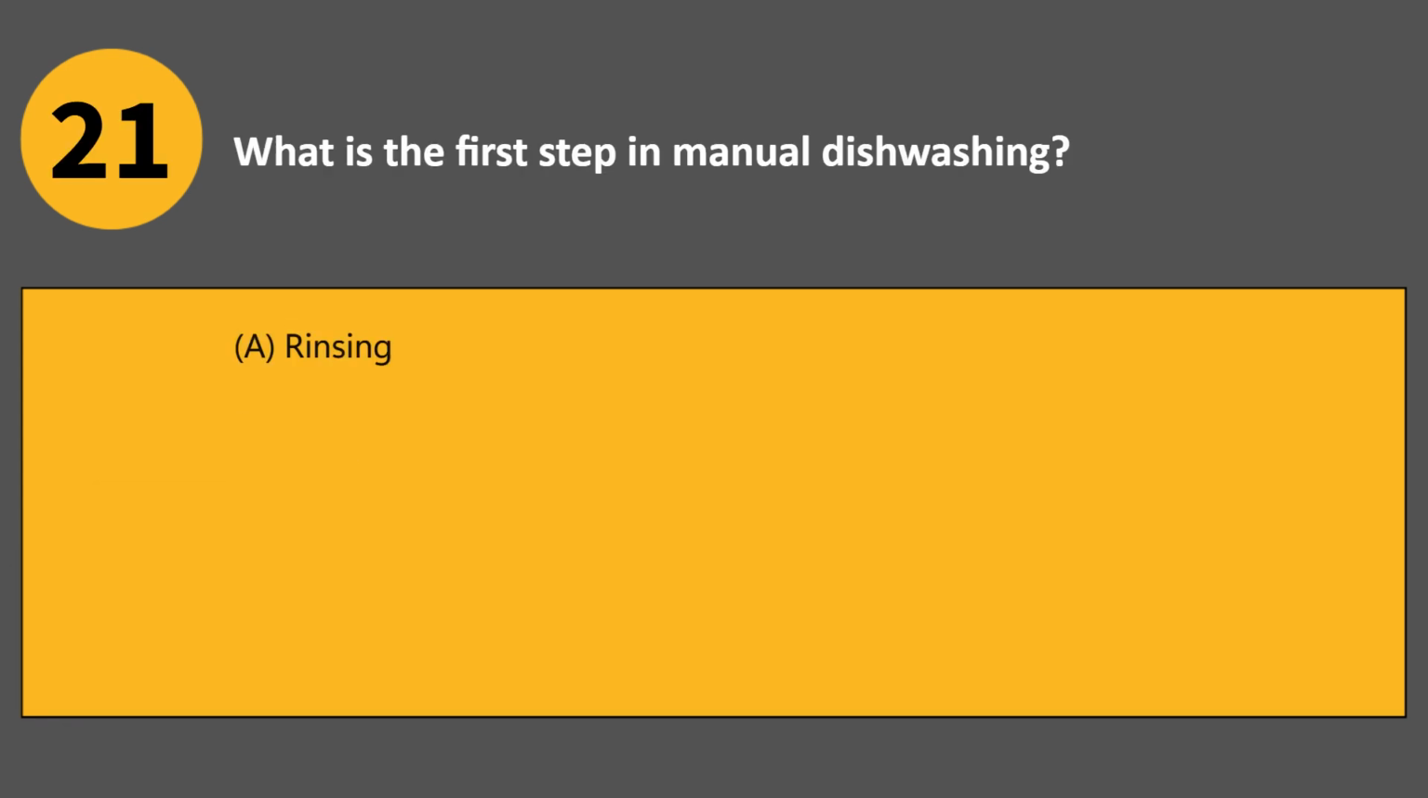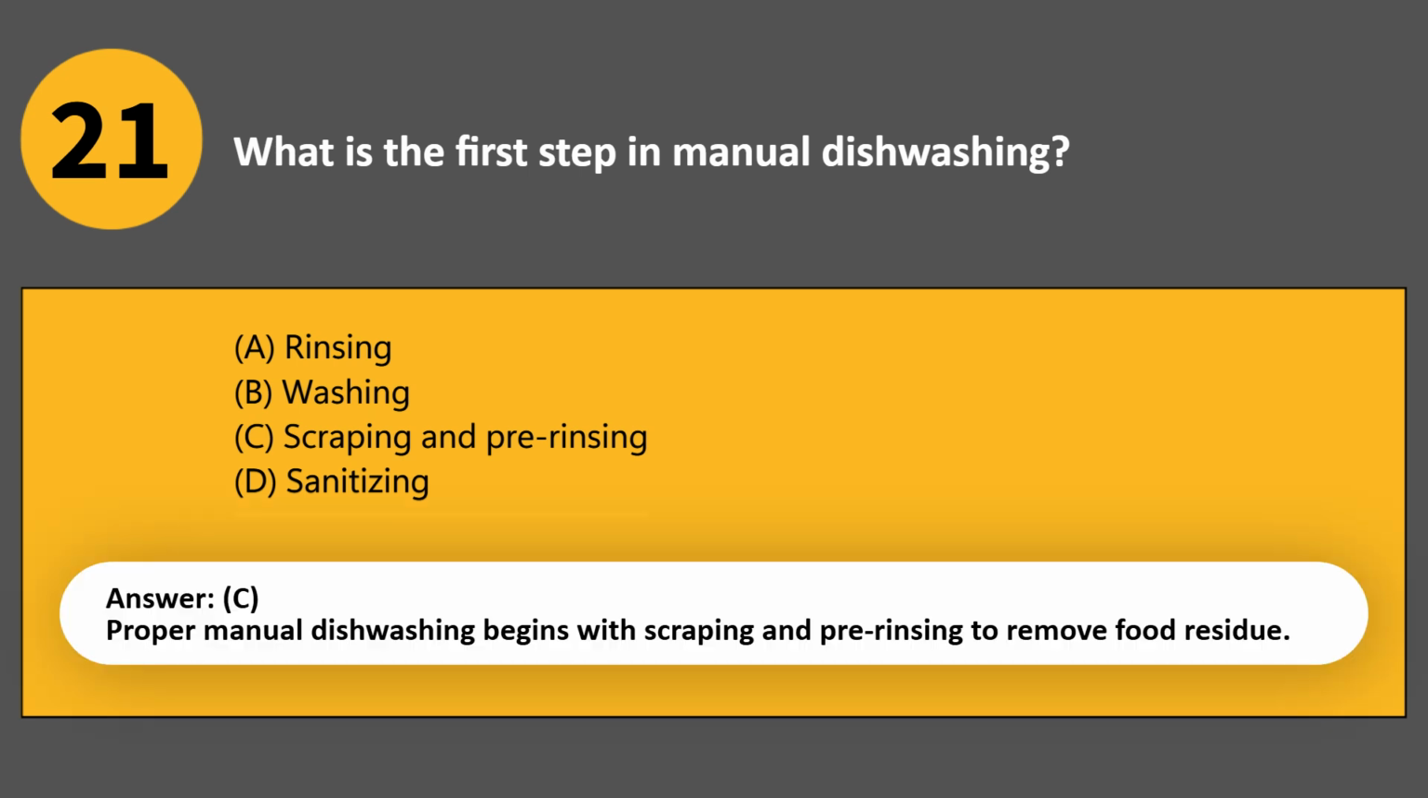What is the first step in manual dishwashing? A. Rinsing. B. Washing. C. Scraping and pre-rinsing. D. Sanitizing. Answer, C. Proper manual dishwashing begins with scraping and pre-rinsing to remove food residue.